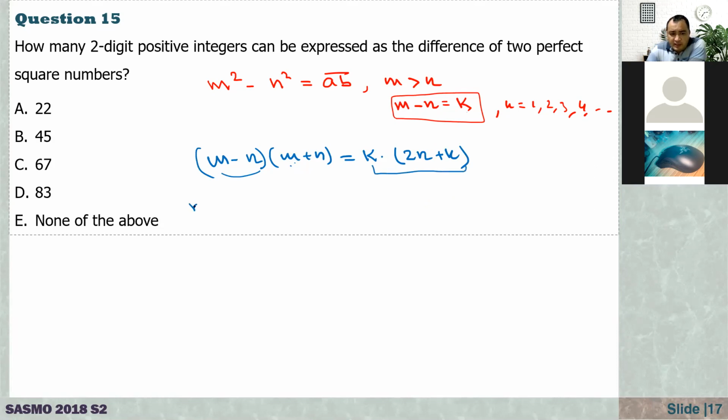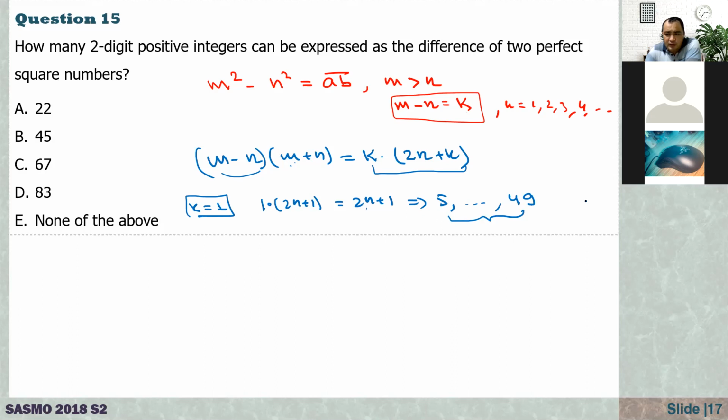Now suppose k is not equal to 0, because if it is 0, all numbers are 0. If k is equal to 1, we have 1 times 2n plus 1, which is 2n plus 1. So what numbers are they? The smallest n here should be 5, because if it is 4, it will be 9. So the first number is 5, and it continues until, if n is 50, it is 101, which is not a two-digit number. So the biggest value of n is 49. How many such numbers do we have? 49 minus 5 is 44, plus 1. So here we have 45 such numbers.